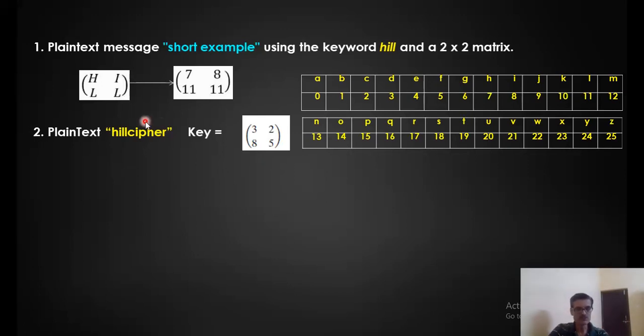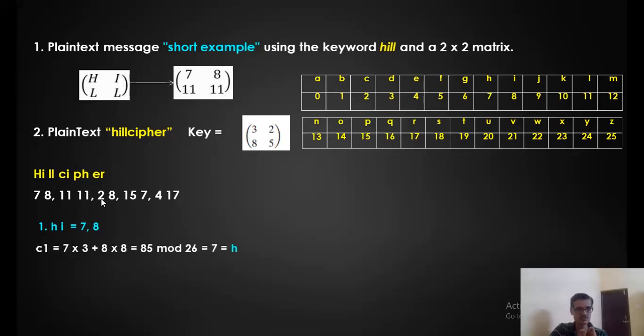Now in this case we have to convert the plain text, Hill Cipher, into groups of 2, so we have HI, LL, CI, PH and ER. Assign the equivalent numbers by referring to the table: 7, 8, 11, 11, 2, 8, 15, 7, 4, 17. Consider only 2 alphabets at a time, that is, first 7 and 8. P into K mod 26, this is what we have to do.